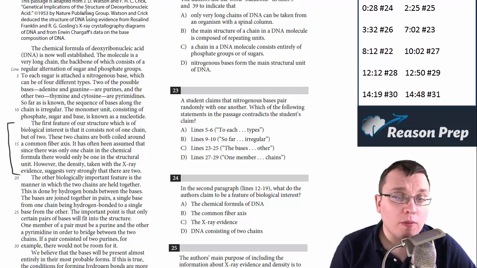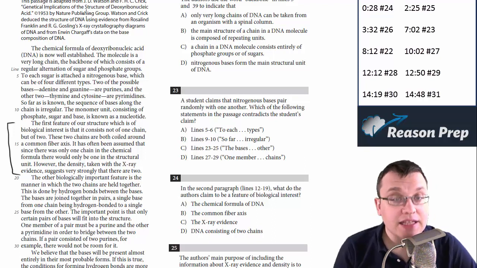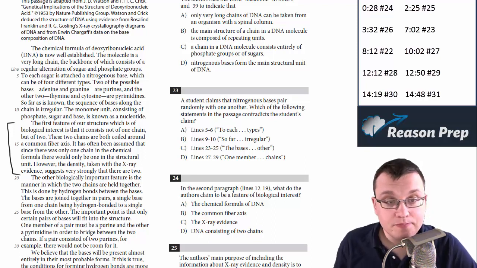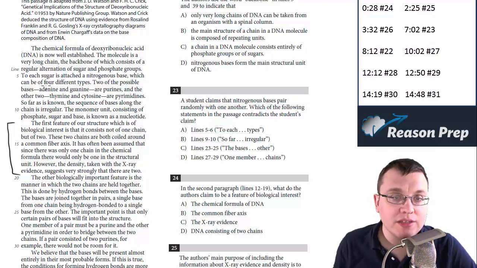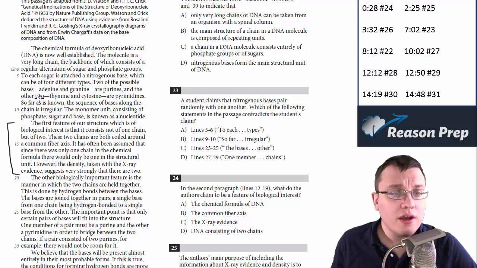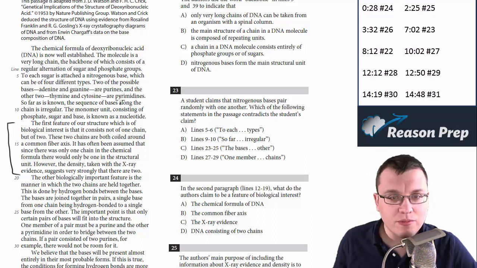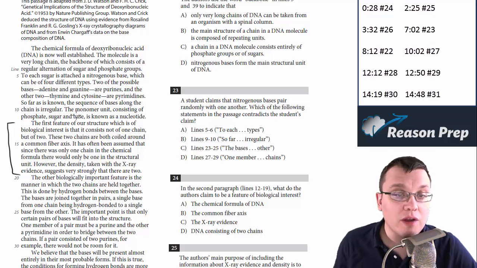The chemical formula of deoxyribonucleic acid, DNA, is now well established. The molecule is a very long chain, the backbone of which consists of a regular alternation of sugar and phosphate groups. To each sugar is attached a nitrogenous base, which can be of 4 different types. 2 of the possible bases, adenine and guanine, are purines, and the other 2, thymine and cytosine, are pyrimidines. So far as is known, the sequence of bases along the chain is irregular. The monomer unit consisting of phosphate, sugar, and base is known as a nucleotide. Okay, some little intro. Now we'll get into this.